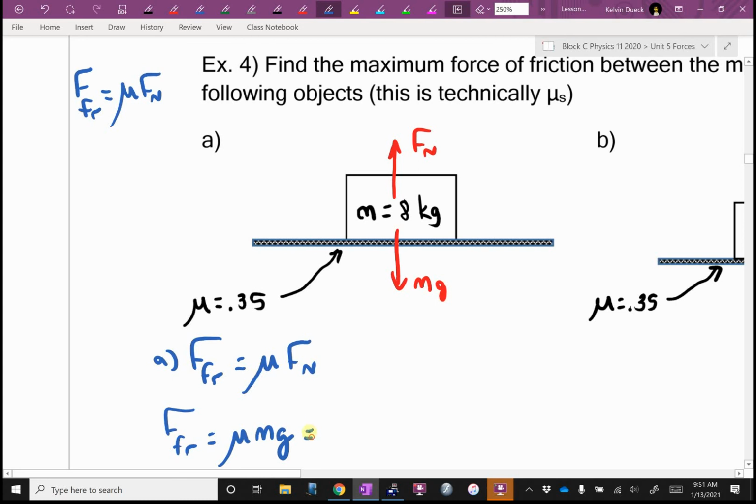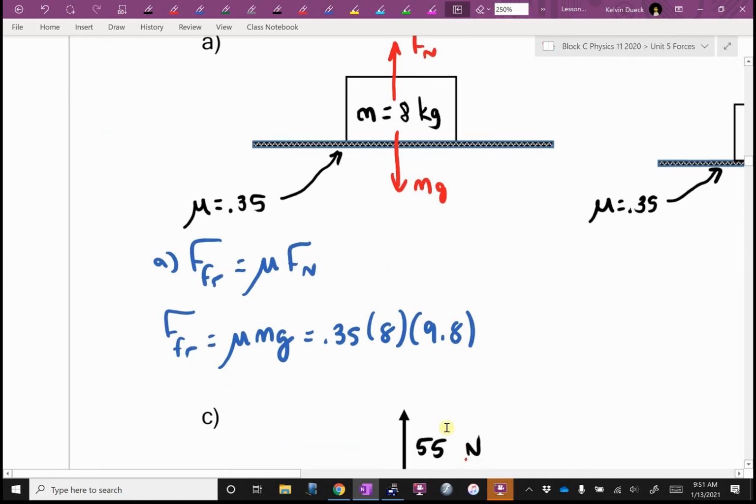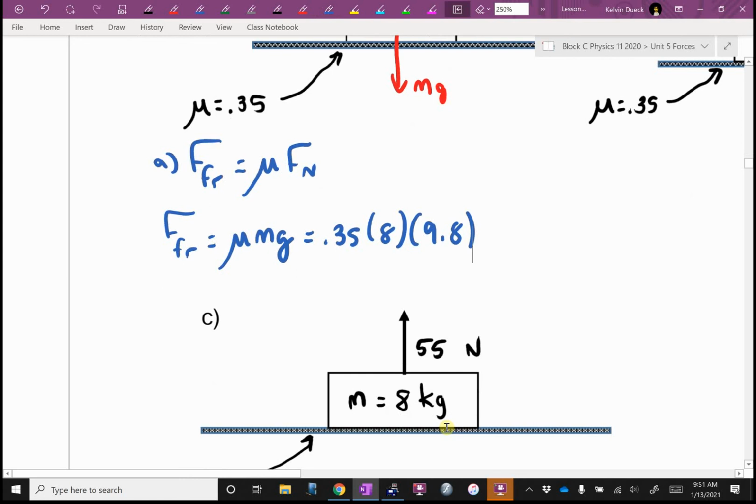It's going to be 0.35 times 8 times 9.8. Which is what? Sorry? 27.4? Even? Let's for this one, I'm going to carry the extra sig figs for a reason. 27.44 newtons. Okay.